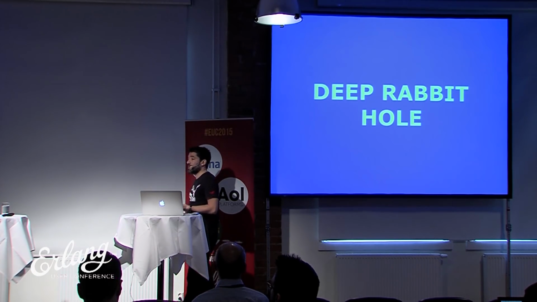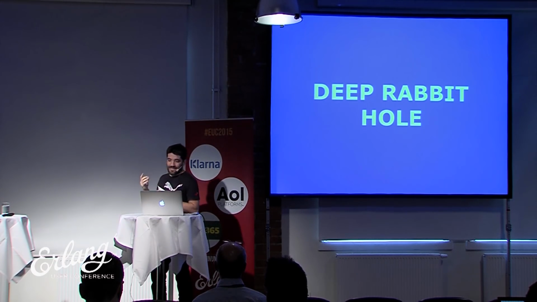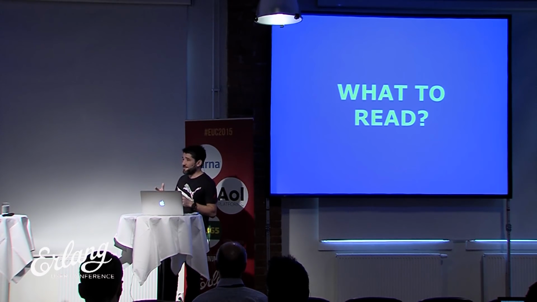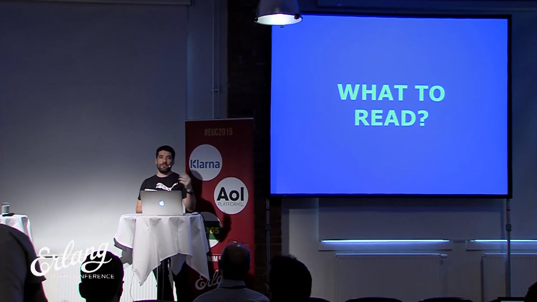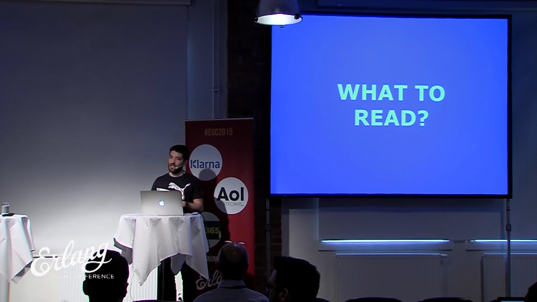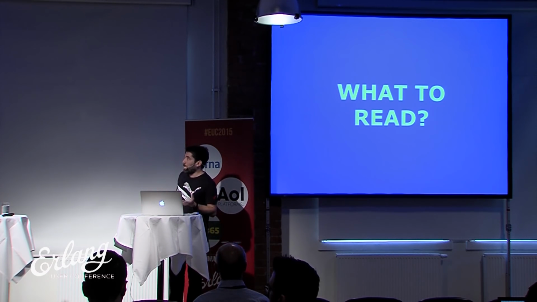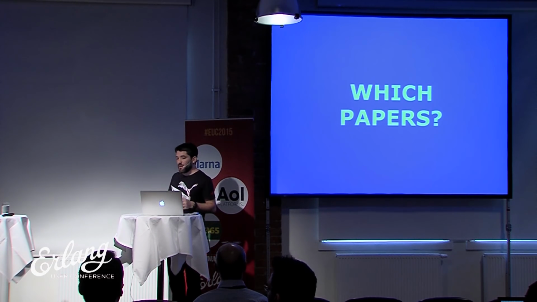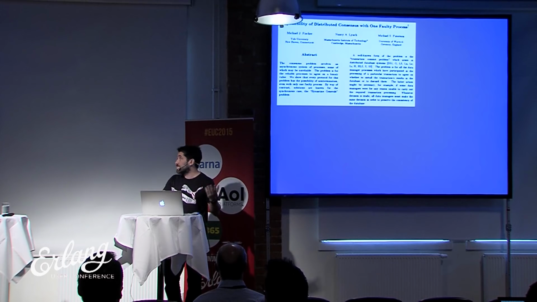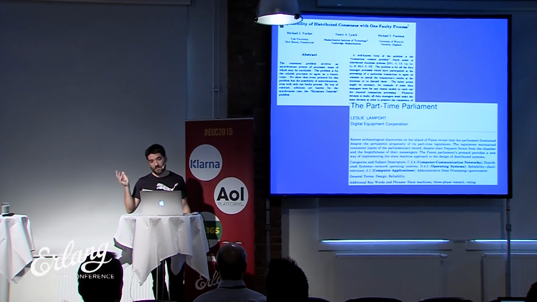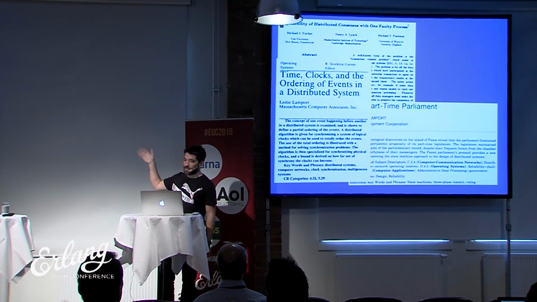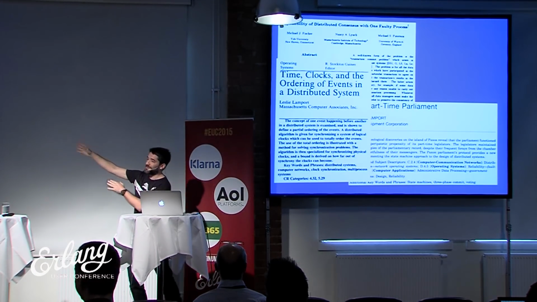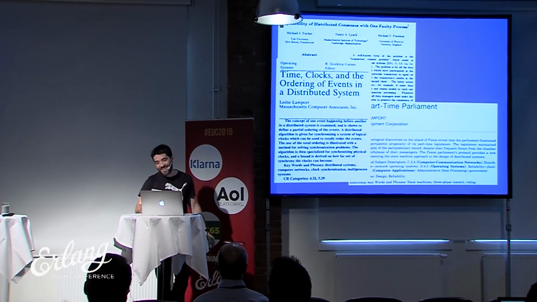And I found that it's a very deep rabbit hole. There are a lot of things to read. There are blogs out there telling you, read this paper, read the FLP, read the original CAP paper, and blah, blah, blah. I have no idea if I should do that. So which papers to read? There is the FLP paper, the Paxos paper, the Time, Clocks paper, that if you don't cite it, you are kicked out of the distributed systems community. You have to quote that paper in your paper, basically.